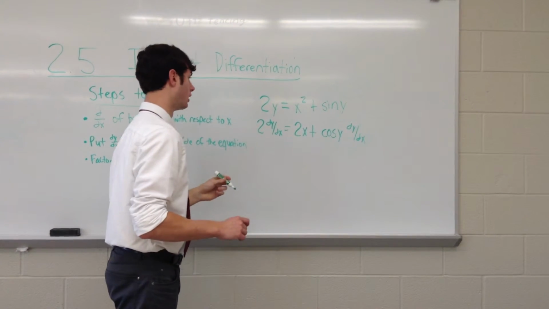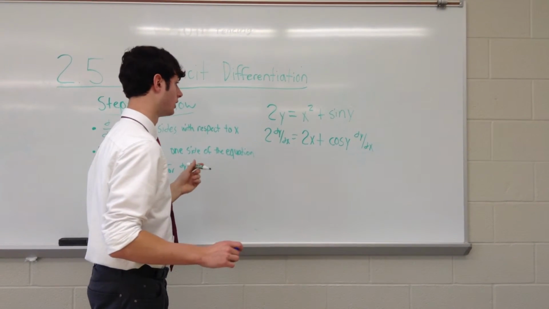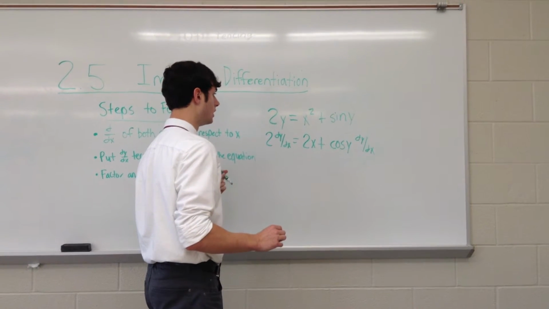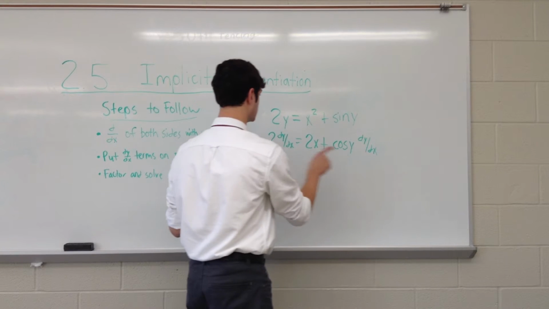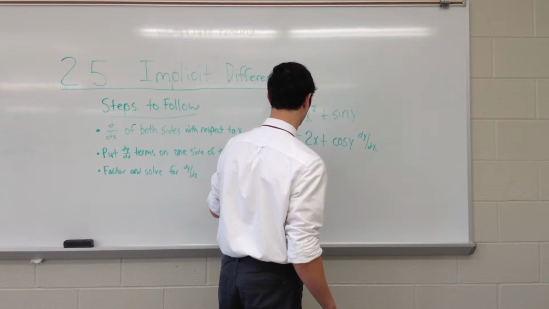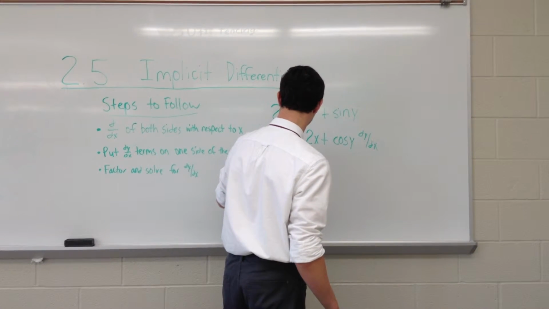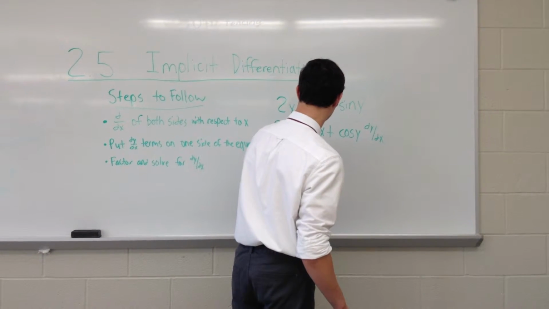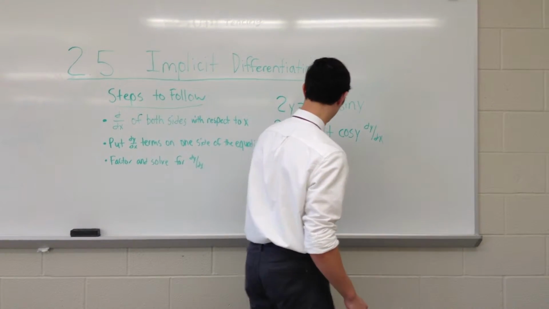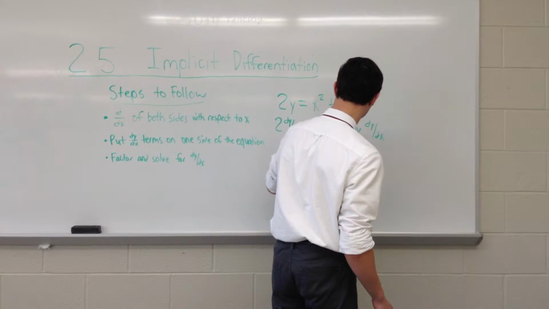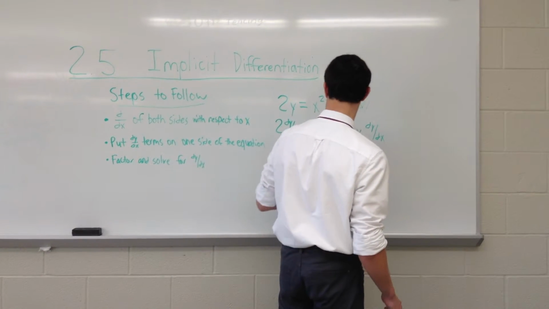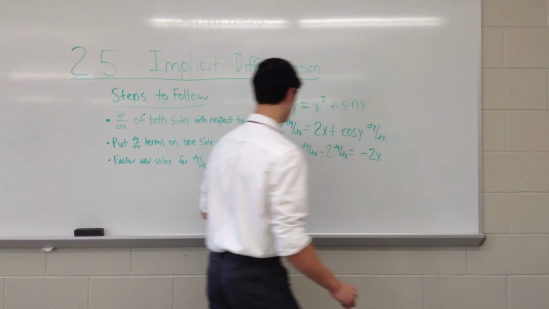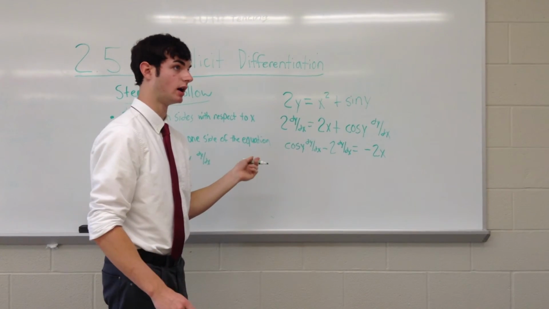Next, the second step, you're going to put all of your dy/dx terms on the same side. So I'm going to move 2x over to this side and 2 dy/dx over to this side. So I will have cosine y dy/dx minus 2 dy/dx equals negative 2x. Now what you're going to do is factor out the dy/dx and divide on both sides.